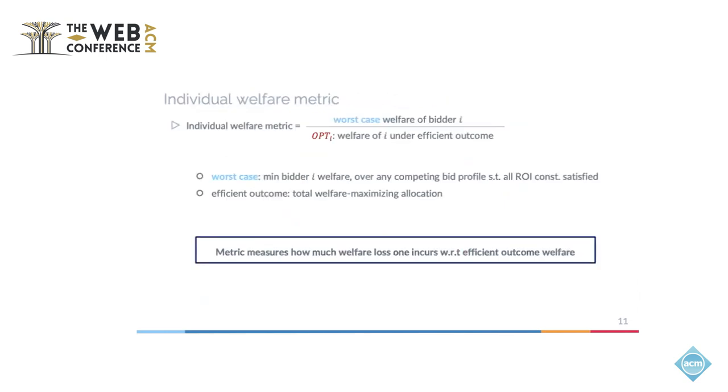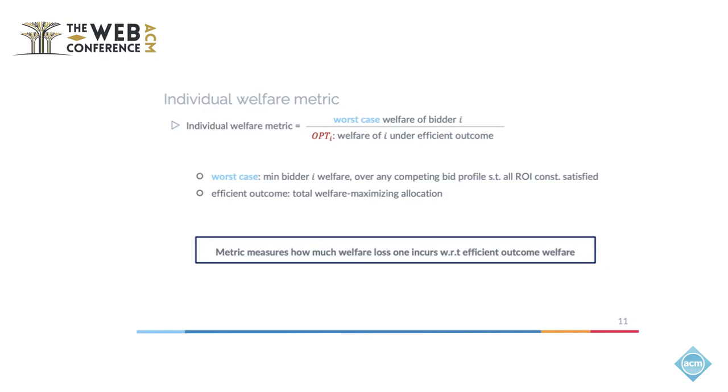Following this motivating example of setting approximate reserve prices with ML advice, we formally show this intuition for classic multi-slot auctions. We first construct an individual welfare metric for any bidder, which is essentially the welfare of this bidder facing any competing bid profile. This is like an adversarial worst-case profile, such that we measure the welfare of this bidder facing these arbitrary profiles, such that their ROI constraints are satisfied, over this bidder's welfare under the efficient, welfare-maximizing outcome for the platform.